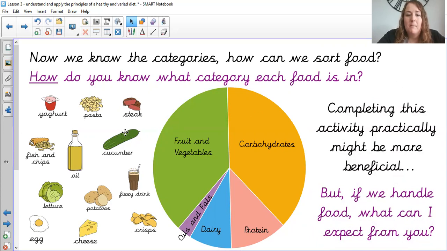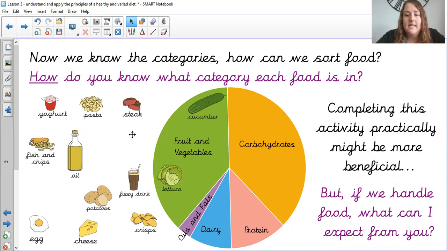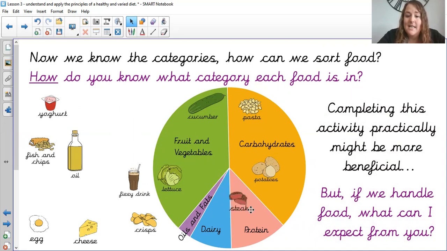So again, we can start with the basics and we can put cucumber into the fruit and vegetables. We can put the lettuce, things like that. We generally know what a fruit or a vegetable is. Then we have a look at the carbohydrates, the next ones. They're the foods that give us lots and lots of energy. This includes things like pasta, potatoes, rice, things like that into there. Then protein, so lots of things with protein, meats, nuts, things like that. So I can put my steak into there.